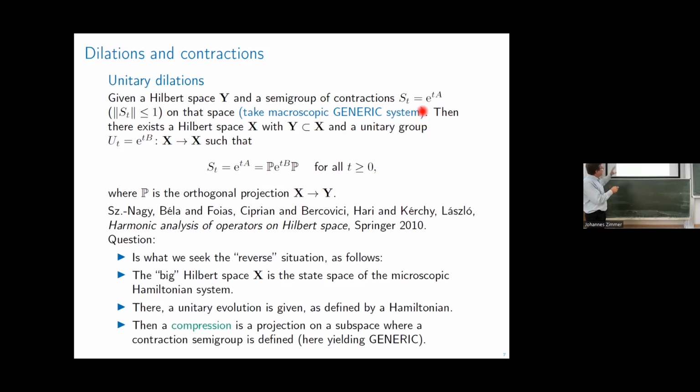And then I can take the system and embed it in a larger space X, comprising my original space Y. And on this larger space, there's always a unitary group, which for the purpose of this slide I write in this way, such that the following is true. If I first project on the small space Y, then I let the unitary group run, typically it will leave the small space. But if I project back, then I get my original semigroup.